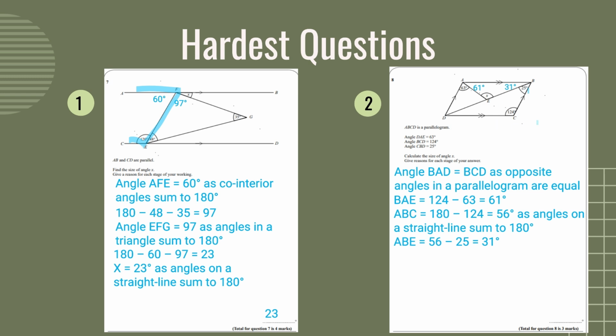Now, we have a triangle with angles of 61 and 31. As we know triangles sum to 180 degrees, we write 180 minus 31 minus 61, giving us our answer of 88 degrees. So angle AEB, or X, equals 88 degrees, as angles in a triangle sum to 180 degrees, giving us a final answer.